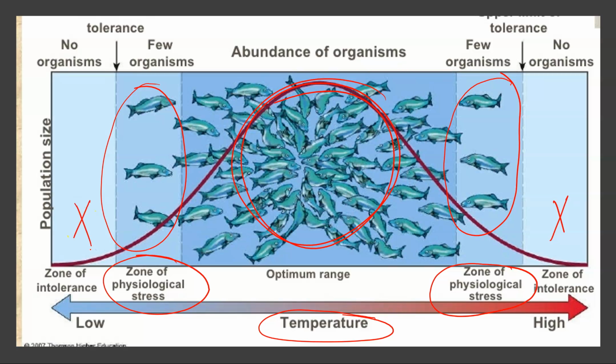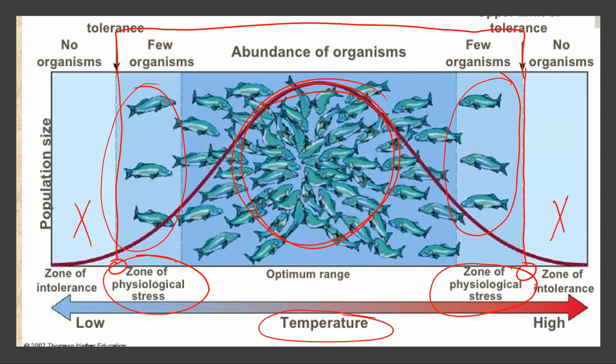So the overall ecological tolerance is determined as any level that is tolerable by at least some of that species. The ecological tolerance would extend from this low temperature here to this high temperature here. So the zone of ecological tolerance has both the optimum range and the physiological stress range included in it. When we get outside of that range, that's the zone of intolerance, outside the ecological tolerance for that species.